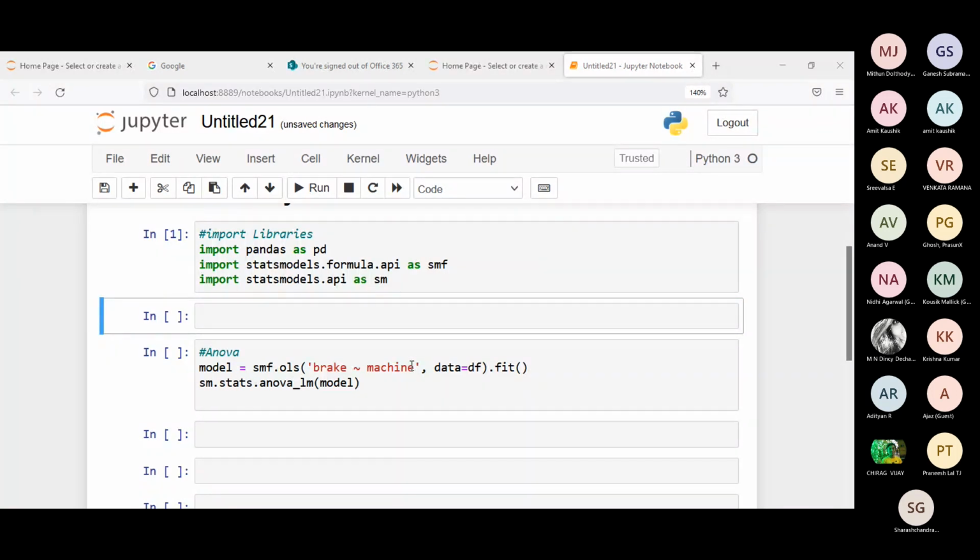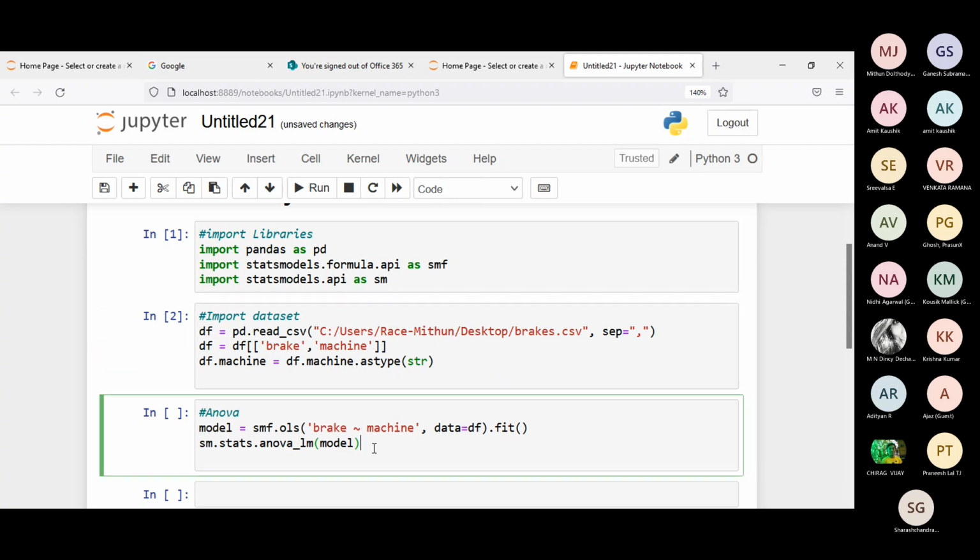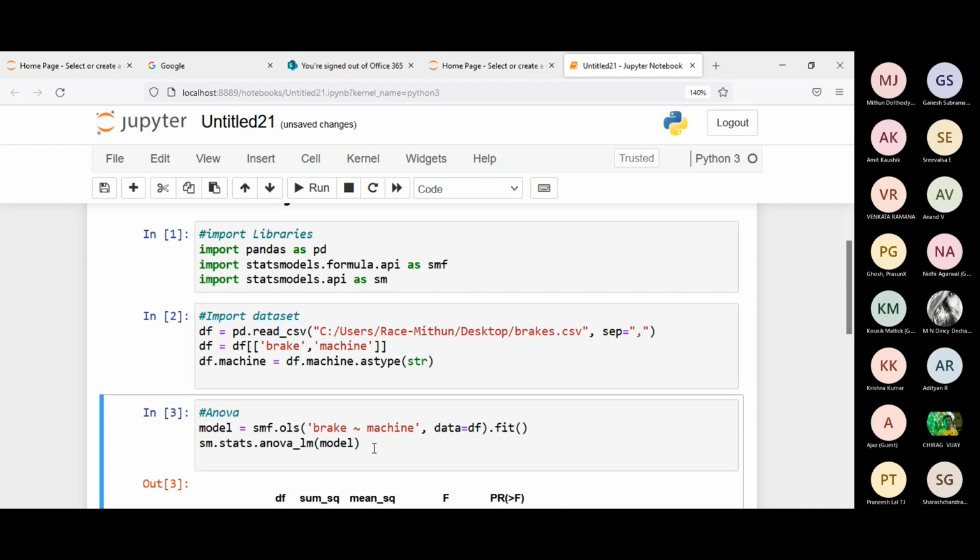So let me just quickly import the data set and then execute this command. So where is my breaks data set? Okay, import breaks data set. So I first imported the data set. Now we can run the ANOVA output.